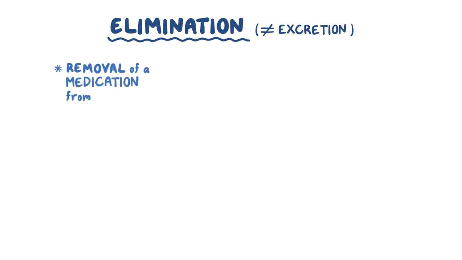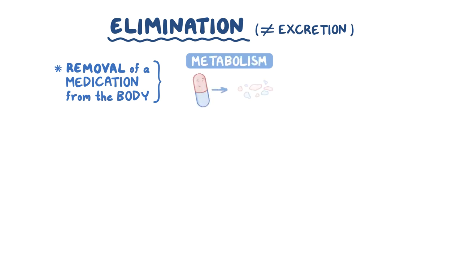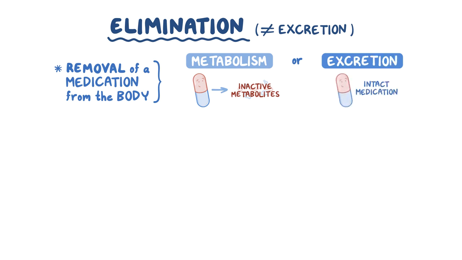Okay, now let's focus on a process called elimination, which is often confused with the process of excretion. Elimination is the removal of a medication from the body. Now, this can be accomplished through metabolism, where the medication is broken down into inactive metabolites, or through excretion, which is when the intact medication is transported out of the body. This can happen through a number of ways, but the most common route is through urination.